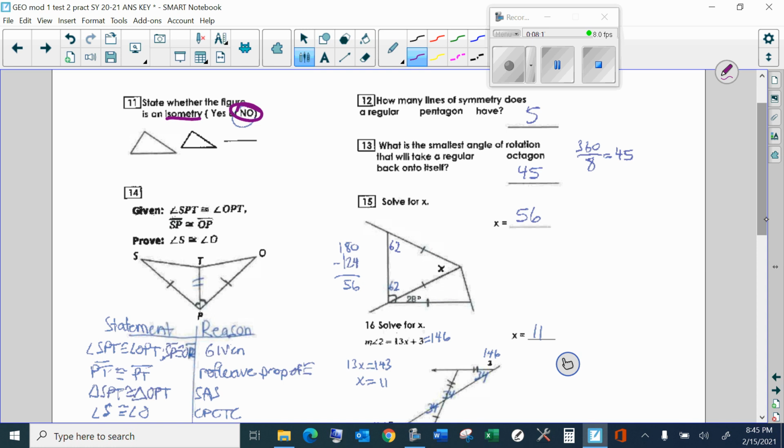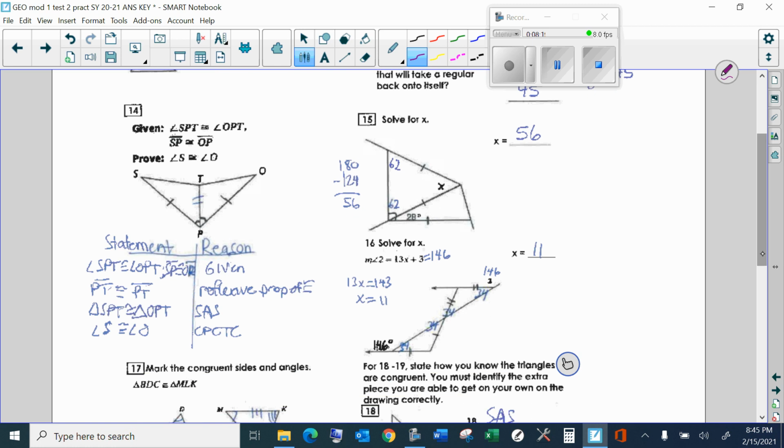Okay, number 15, solve for x right here. Well, I know I have 2 sets of isosceles triangles here, and I have a right angle right here. So if that's 28, that's 62 to make it a right angle at 90 degrees, and then that's a base angle of the isosceles triangle. So that means this is 62 over here, because the base angles are congruent, which makes 124. I subtracted that from 180 and I get 56 degrees for x. Okay, should be easy.